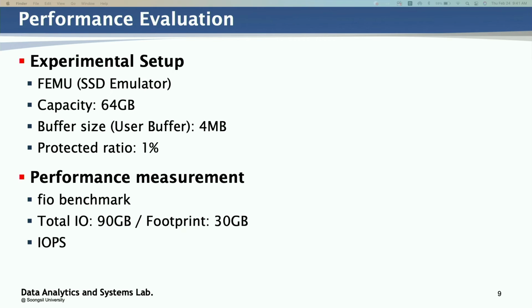As a proof of concept, we implemented David SSD by extending FEMU, which is an SSD emulator using DRAM. The capacity and user buffer are set to 64 GB and 4 MB respectively. In our study, we protect only 1% of the mapping table entries. We measure the IOPS using the FIU benchmark by writing 90 GB of data into the 30 GB range.